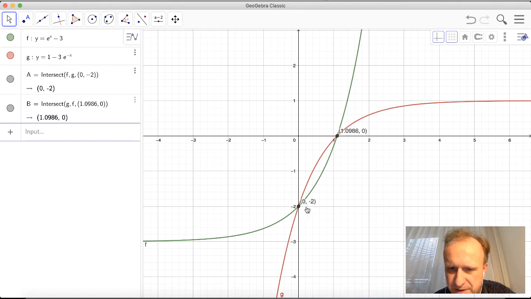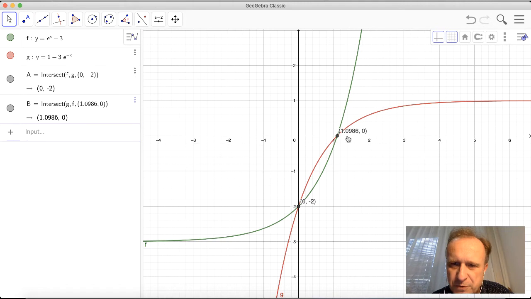tell me what the coordinates of these points are, and it tells me that the first one has the coordinates of 0 and negative 2. So it means that if x equals 0, these two should have the same value, and the common value would be negative 2. And the second intersection has an x coordinate that looks like some kind of irrational number, and it has the y coordinate of 0. So these two curves intersect at this point.